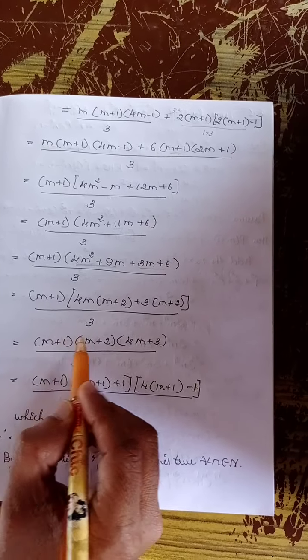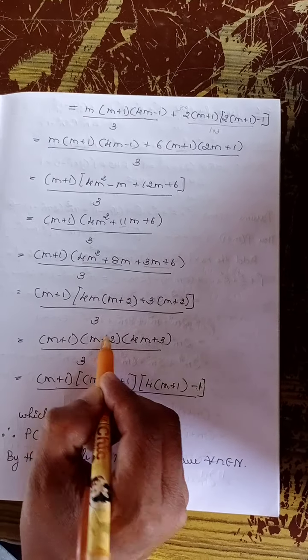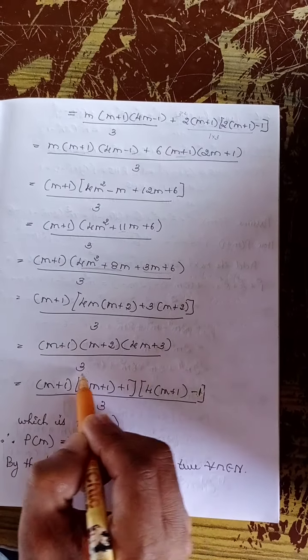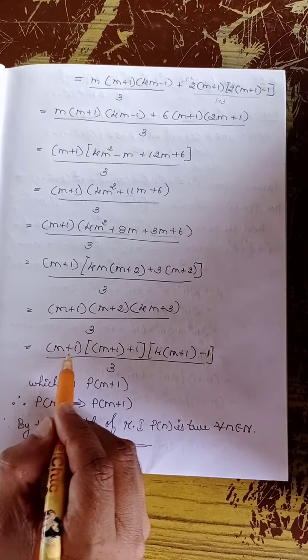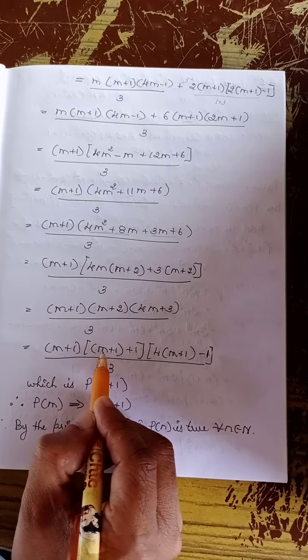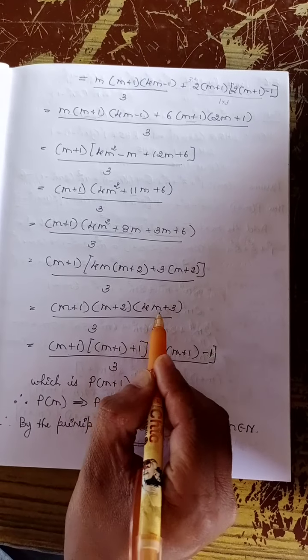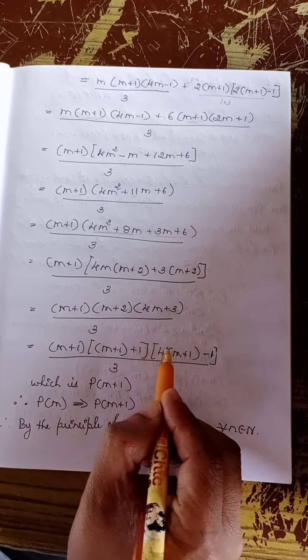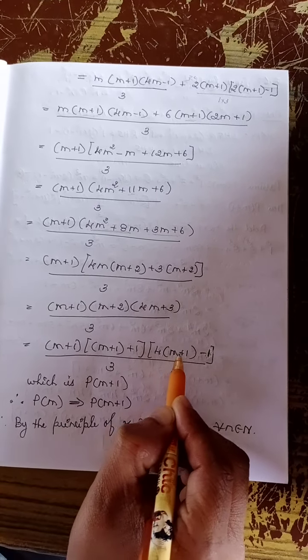Which is equal to (m plus 1) into, again here (m plus 2) common, remaining (4m plus 3) divided by 3, that is (m plus 1). M plus 2 can be written as m plus 1 plus 1, and 4m plus 3 can be written as 4 into (m plus 1).